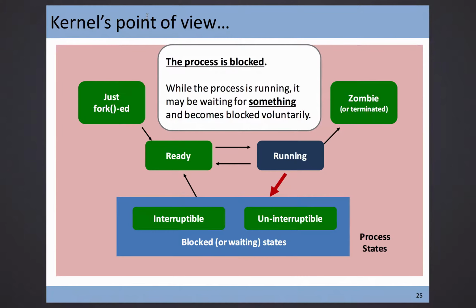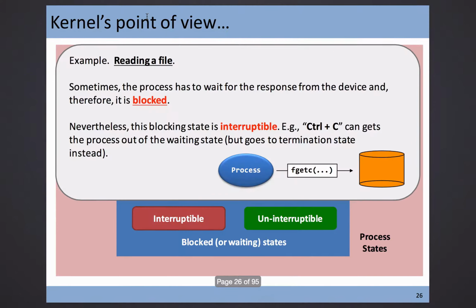Or a signal being sent to your process. And the two states are kind of hard to explain. Okay, I give them names. One is called the interruptible block state. Another is called the uninterruptible block state.